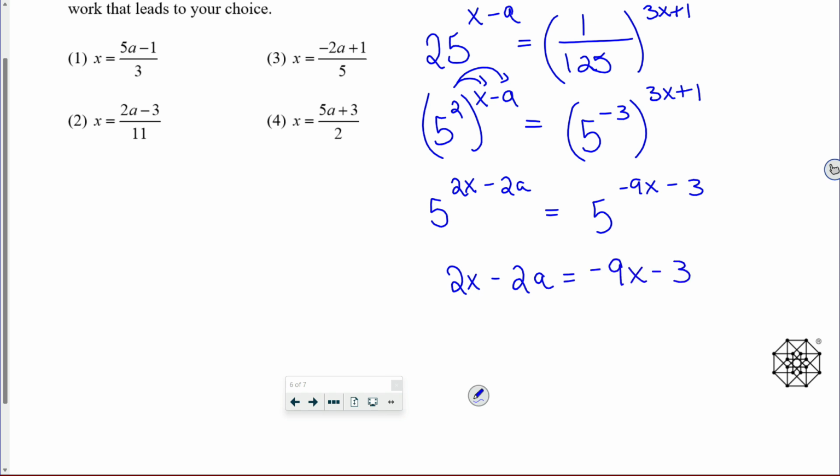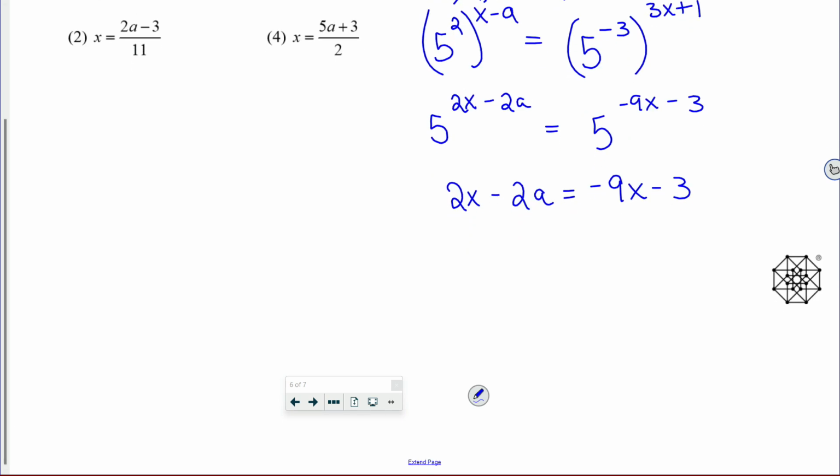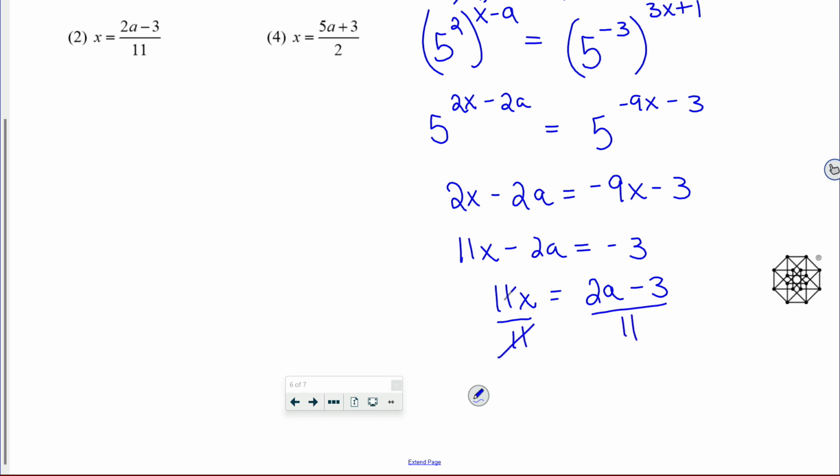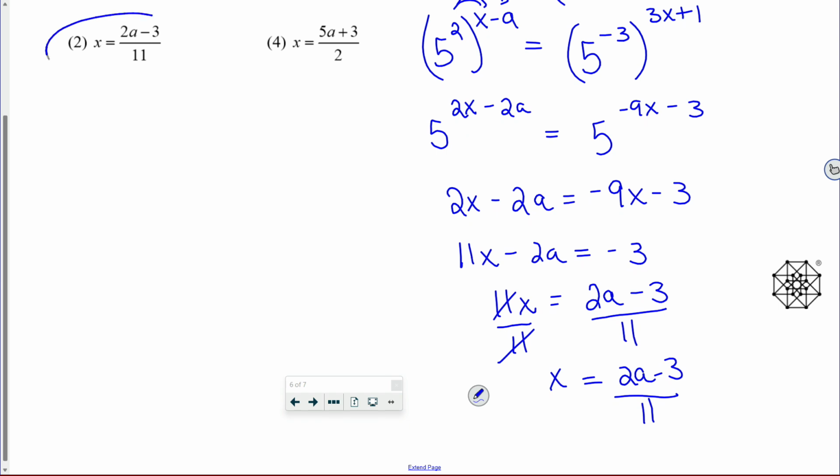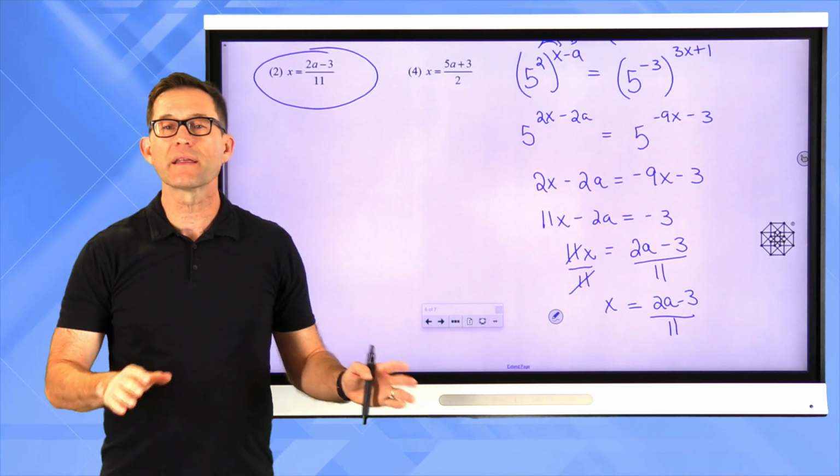All right, we just have to keep our wits about us. If I add 9x to both sides, I'll have 11x minus 2a is equal to negative 3. If I now add 2a to both sides, I'll get 11x is equal to positive 2a minus 3. And now I just need to divide both sides by 11, giving me x equals 2a minus 3, all divided by 11. And I believe, hey, that is choice 2. All right, so a nice little symbolic one.